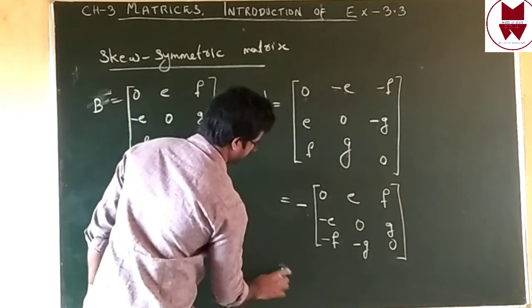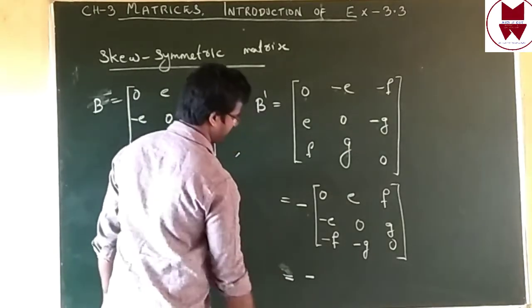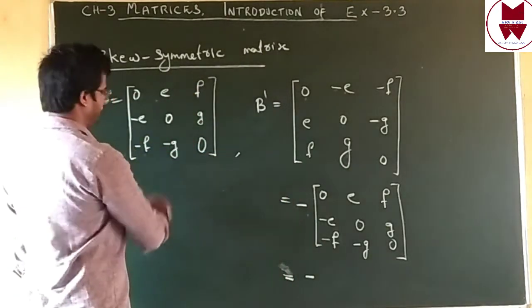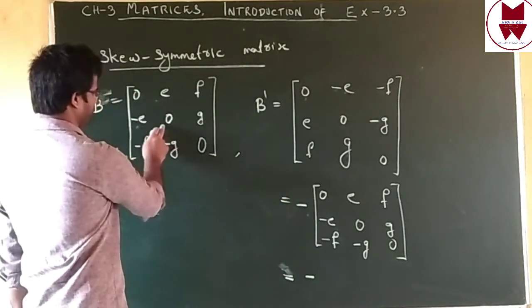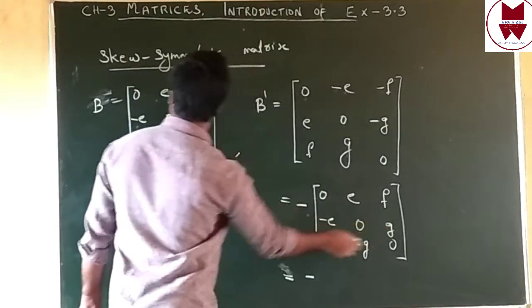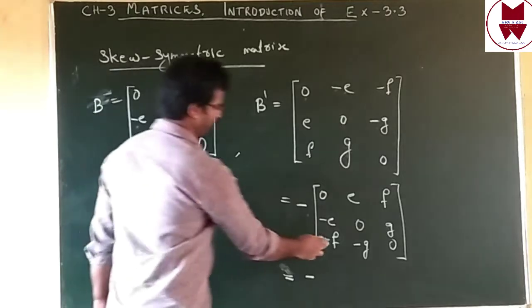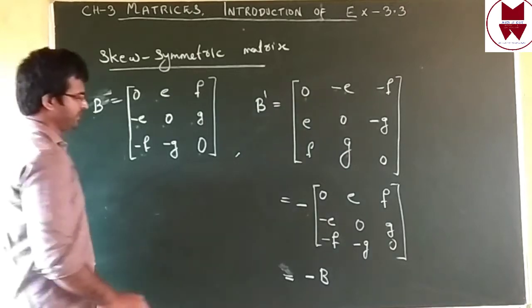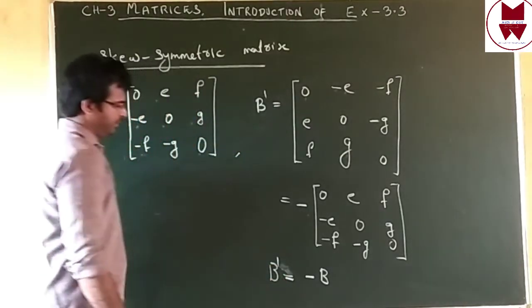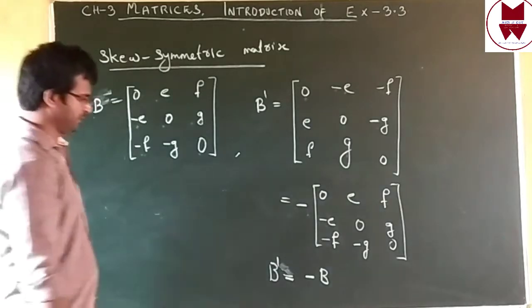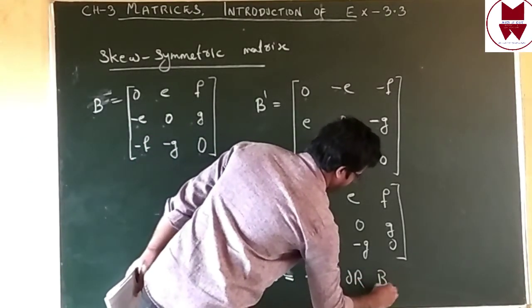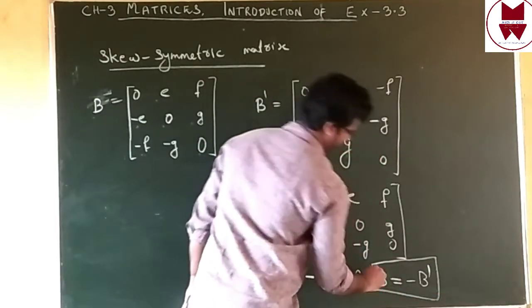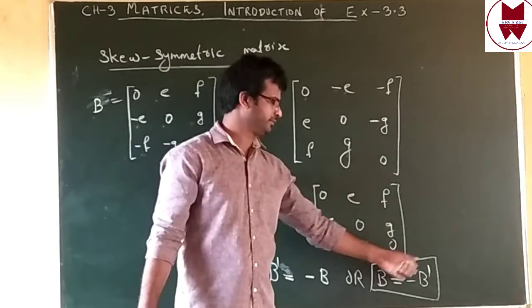Equal to minus of this matrix: 0, E, F; minus E, 0, G; minus F, minus G, 0. That is B only, isn't it? It's the matrix only, isn't it? That means we can write B transpose equal to minus B. Otherwise, the same thing we can write as B equal to minus B transpose.